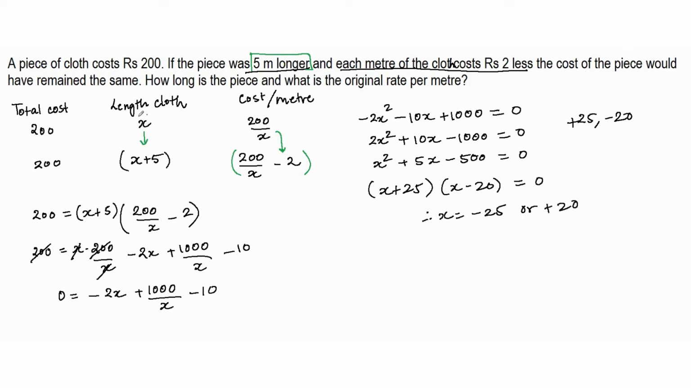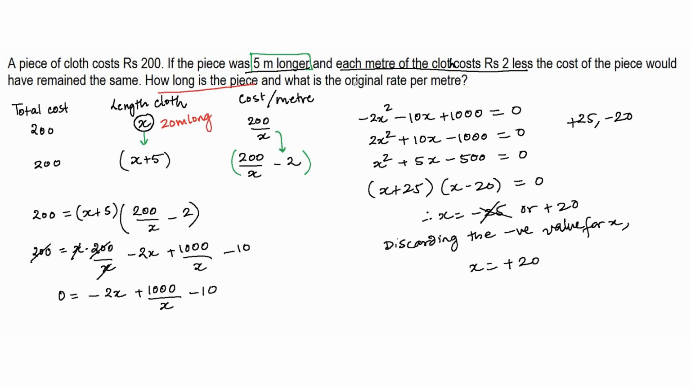Of course, x is the length of the cloth. Therefore, it cannot be negative. So we discard the negative value for x. We get x equals positive 20, right? And therefore the length of the cloth, how long is the piece? So the piece is 20 meters long.